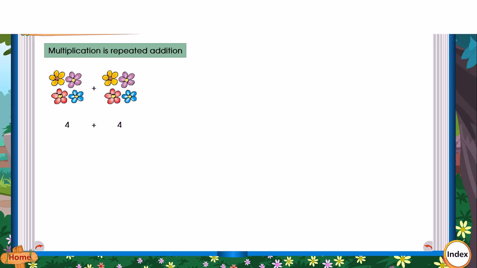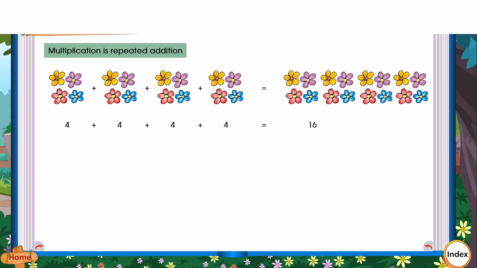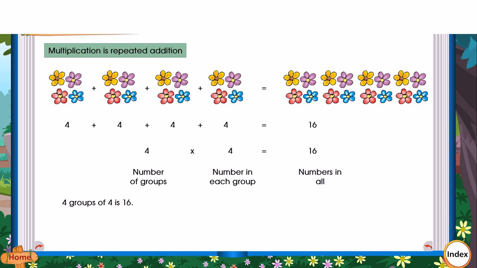4. Multiplication. Multiplication is repeated addition. 4 plus 4 plus 4 plus 4 is equal to 16. 4 into 4 is equal to 16. Number of groups, number in each group, number in all. 4 groups of 4 is 16.